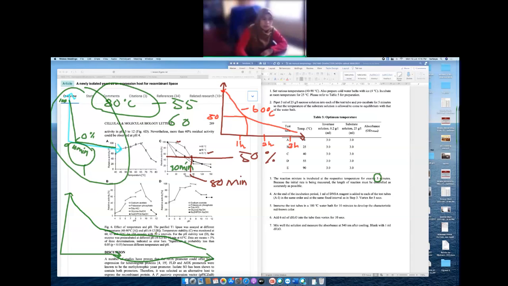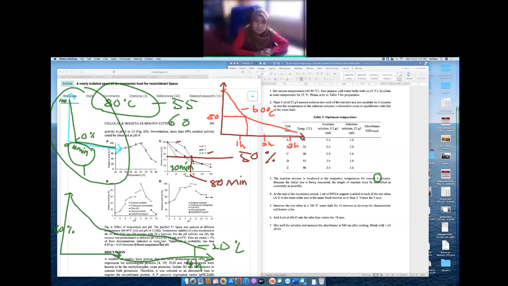Okay, maybe here they are still at 60% of the residual activity. So only after 4 hours, then the activity dropped to 20%. So the selection of the temperature is also important.